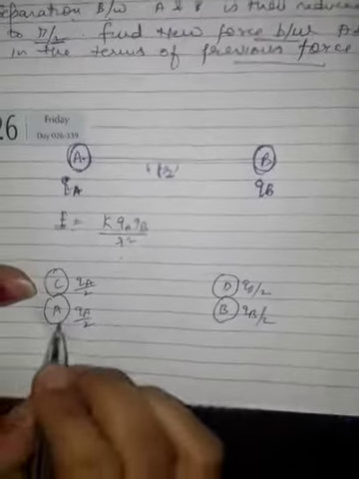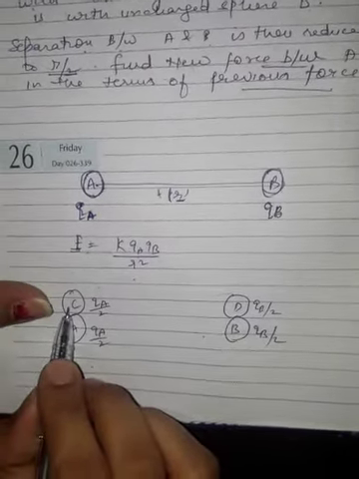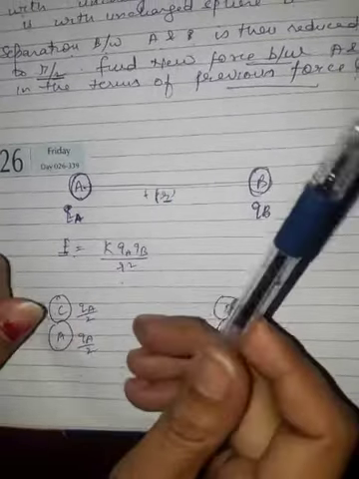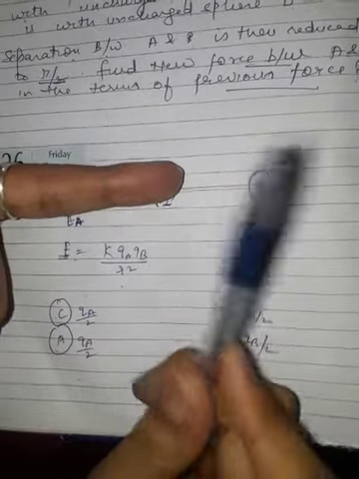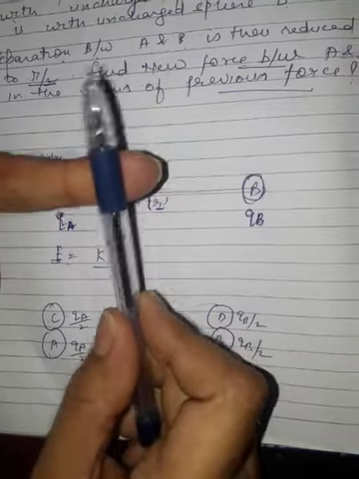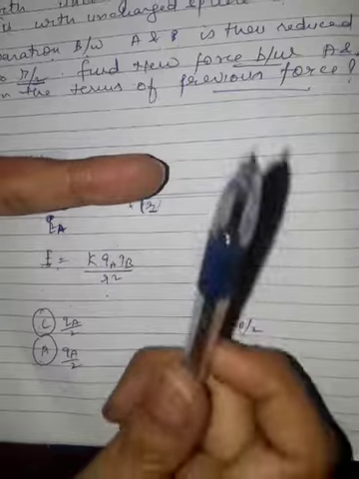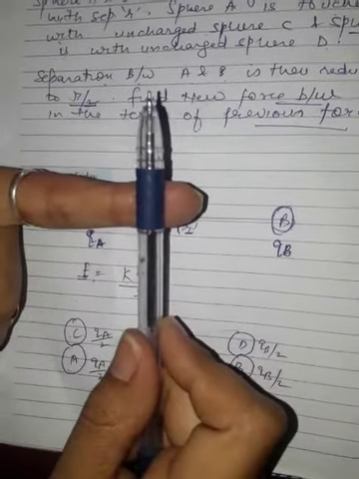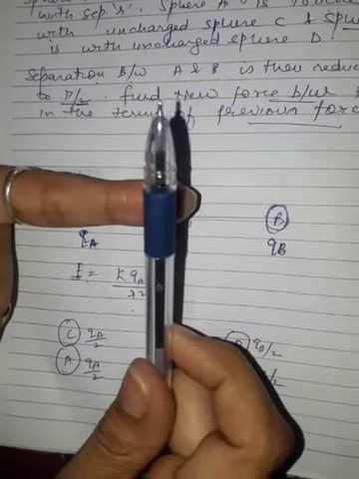Now in the question, you brought A in contact with C. On C there was no charge. Suppose this pen has a charge of 2 coulomb, and this is my finger, which has no charge. When you bring my finger in contact with the pen, the 2 coulomb charge will start transferring from the pen to my finger, till the charges on the two bodies become equal.